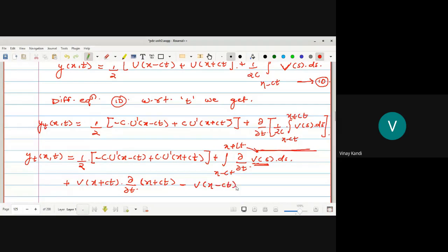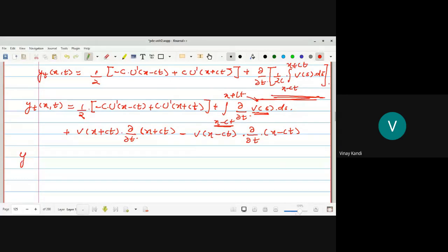v of x minus ct. Okay, put the lower limit in this function v of x minus ct into d by dou t of lower limit x minus ct. Okay, so this is the value of dou by dou t of this function. Okay, now solve this one. y_t of x,t is equal to 1 by 2, into minus c into u dash of x minus ct plus capital C into u dash of x plus ct.